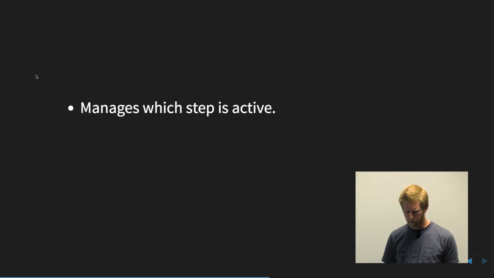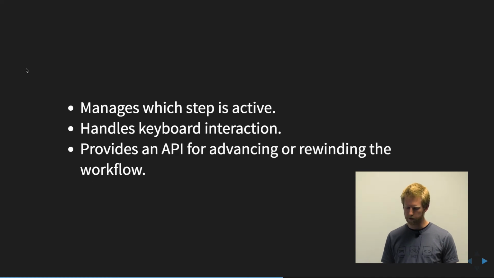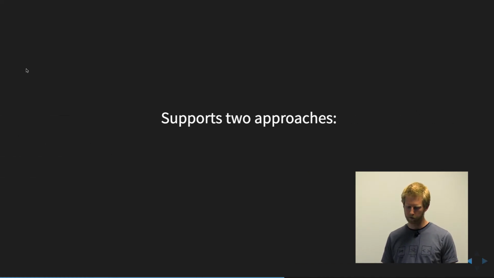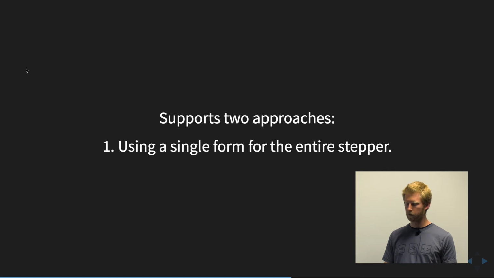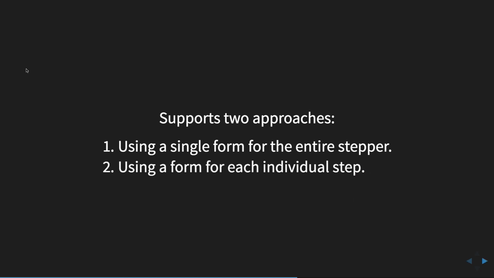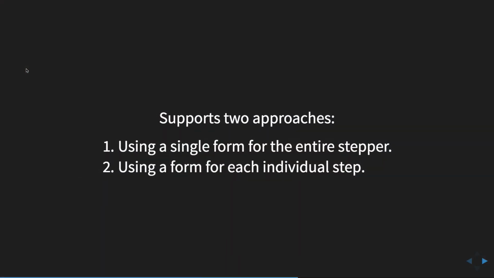Some of the things that it does: it keeps track of which step is active, handles things like keyboard interaction, and then provides the API for advancing or rewinding the workflow. There's generally two approaches. One would be to use a single form for the entire stepper, probably appropriate for a fairly simple workflow. If you've got a more complex flow where your forms involve more data, you can also use a form for each individual step. All right, so I guess that's all I put in there.